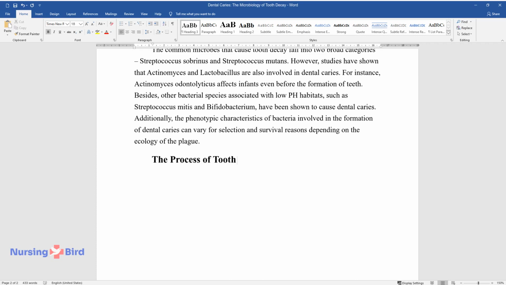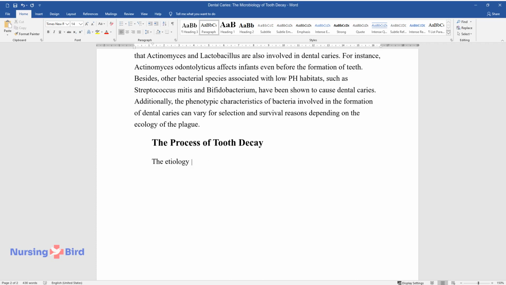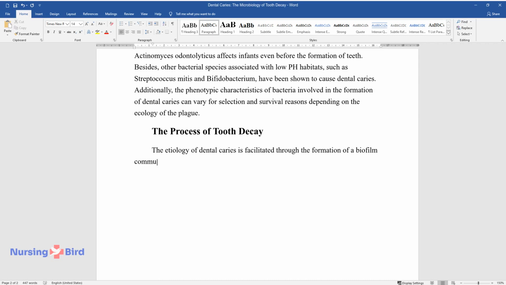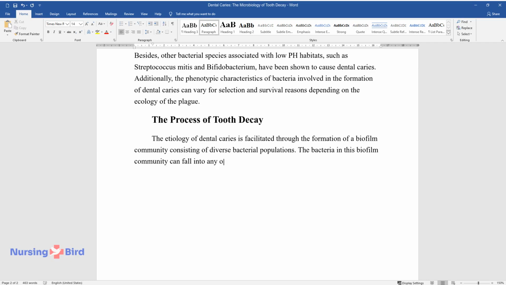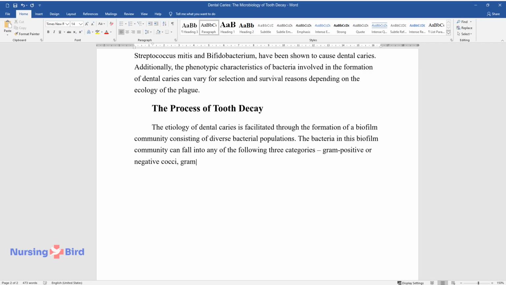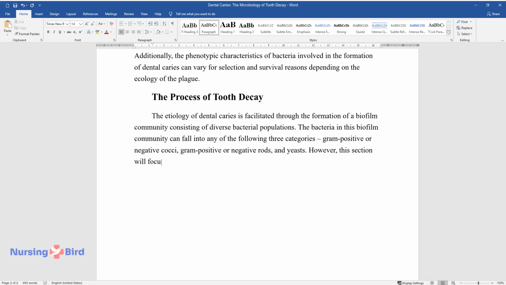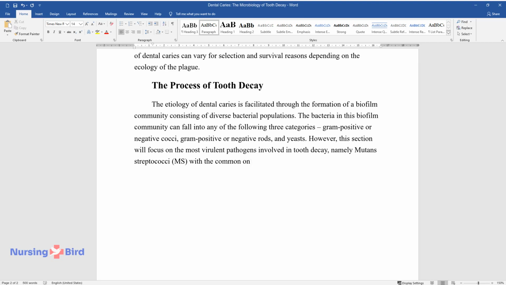The process of tooth decay. The etiology of dental caries is facilitated through the formation of a biofilm community consisting of diverse bacterial populations. The bacteria in this biofilm community can fall into any of the following three categories: gram-positive or negative cocci, gram-positive or negative rods, and yeasts. However, this section will focus on the most virulent pathogens involved in tooth decay, namely mutans streptococci, MS, with the common ones being Streptococcus mutans and Streptococcus sobrinus.